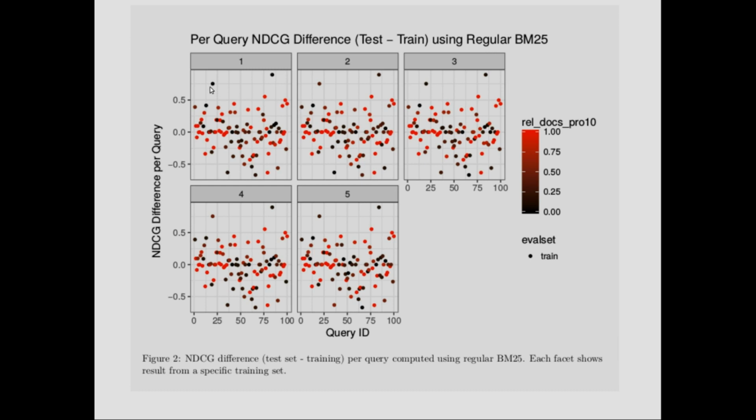Now you can see that since this is a difference and it's a test minus train, every time you have a positive value, the model training set performance is basically underestimating the performance. Now they are also color coded from black to red using a quantity that I call proportionality 10. So what this quantity is, it's basically the number of relevant data for this particular query divided by 10, to a maximum of 1.